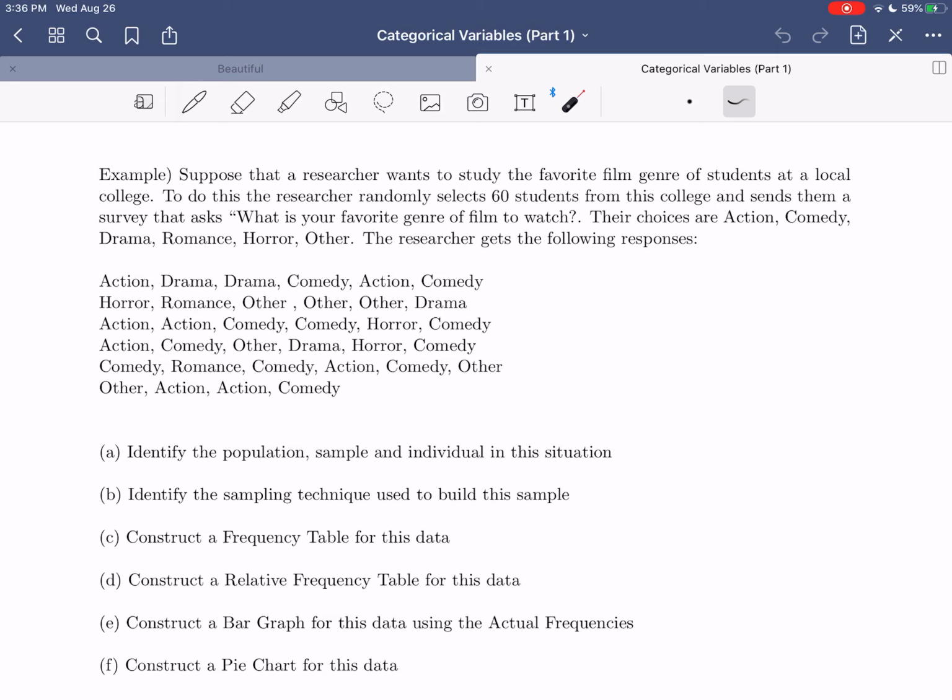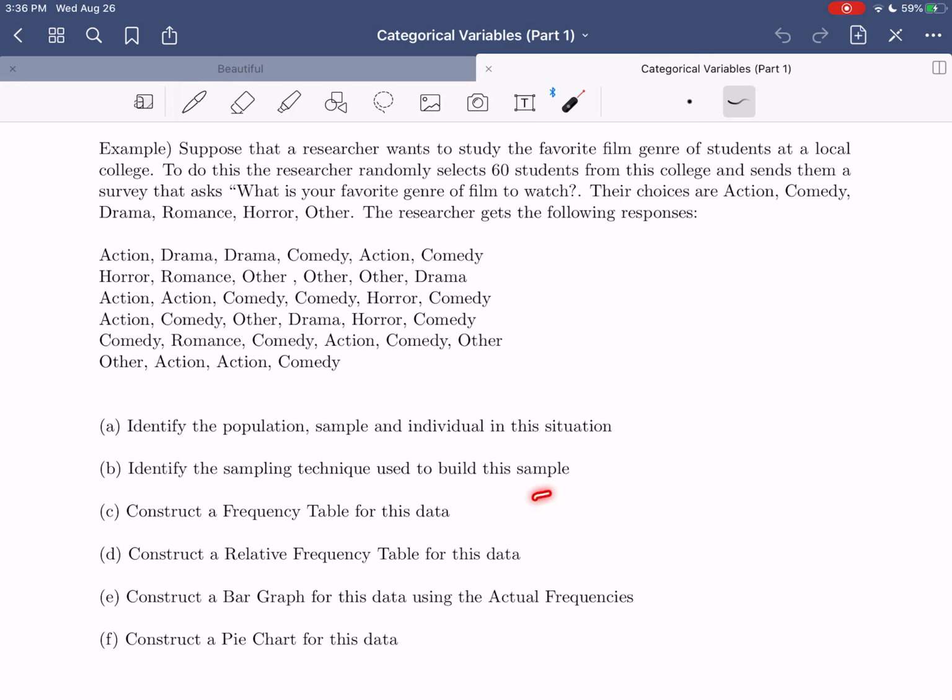Well, to start off with, we're going to do a couple things as review. We're going to identify the population, sample, and individual, just like we were doing earlier. And we're also going to identify the sampling technique that the researcher used here to actually build the sample. Then we're going to construct the two organizational techniques we talked about, the frequency table and the relative frequency table. And then we're going to talk about the two visual displays for this data, a bar graph using the actual frequencies and a pie chart for the data as well. So let's go ahead and get started.